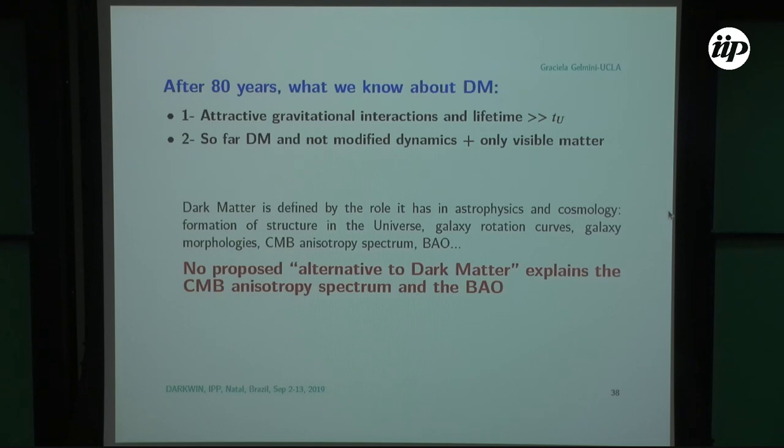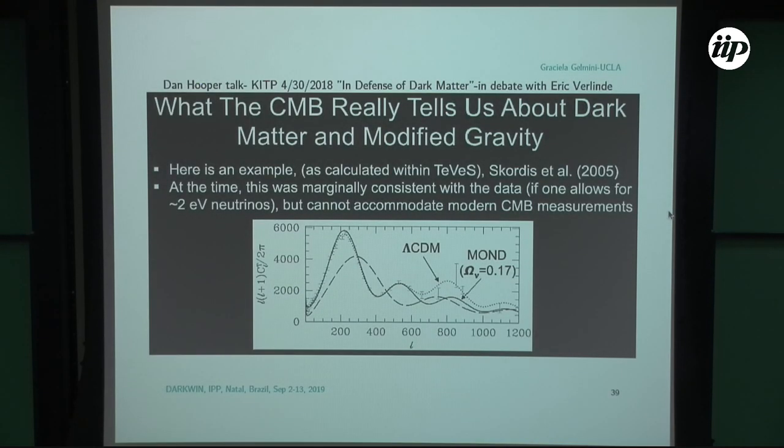But there is even something more, which is what I showed you before. No proposed alternative to dark matter can explain the CMB anisotropy spectrum and baryon acoustic oscillations. Here I'm still using, at some point I will have to replace that, but Dan Hooper made a beautiful talk about a year ago. I was one of the organizers of this conference at the KITP, the Kavli Institute for Theoretical Physics in Santa Barbara. This is recorded. There was a debate in this conference between Eric Verlinde and Dan Hooper. And it's very interesting. If you want, you can go there and for fun actually listen to it.